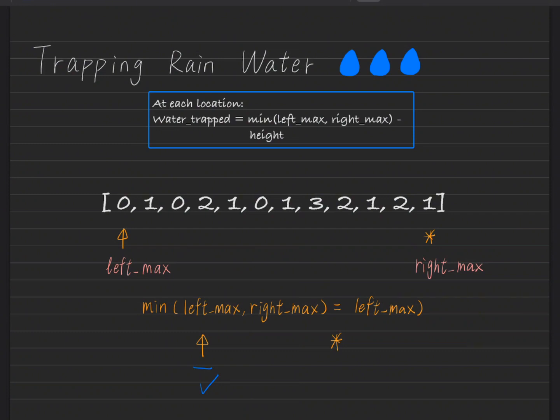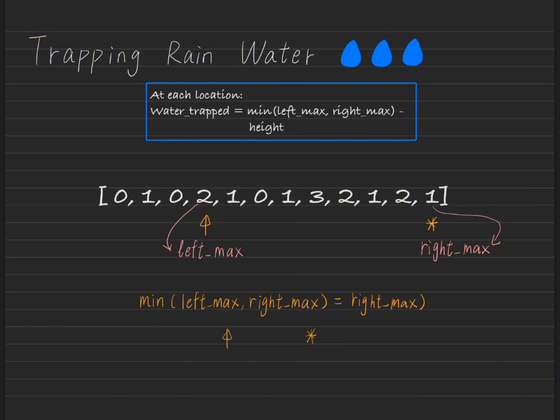What about the right pointer? The answer is no. This is because for the right pointer, left max is inaccurate because it hasn't seen all the numbers to its left yet. So in this case, we calculate the amount of water trapped at the left pointer and move the left pointer forward.